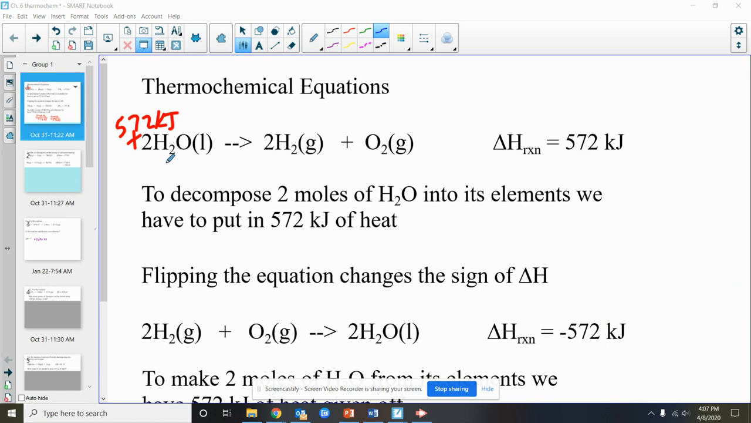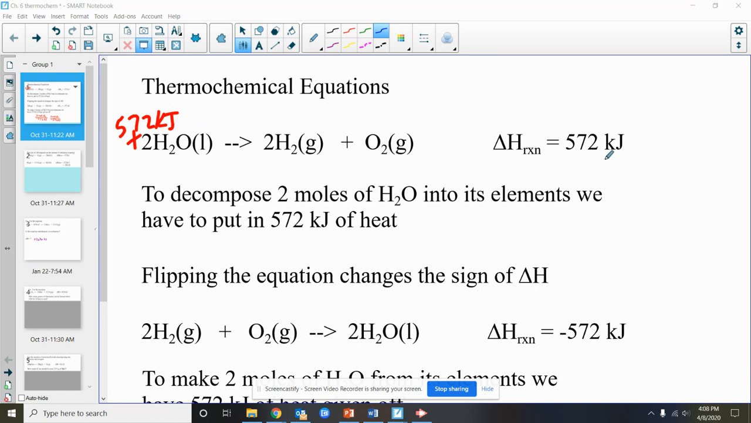As you can see in this equation, it is the decomposition of water. So I have 2 moles of water decomposing into 2 moles of hydrogen gas and 1 mole of oxygen gas. Off to the right here, you see my delta heat of reaction, and it is 572 kilojoules. Because the kilojoules are positive, that much energy is being put into the decomposition. It's putting that much energy into breaking up water.